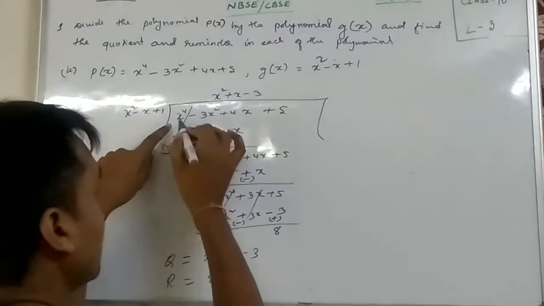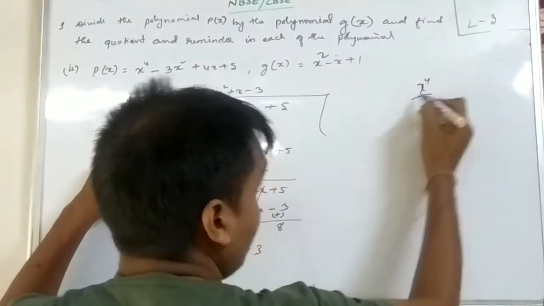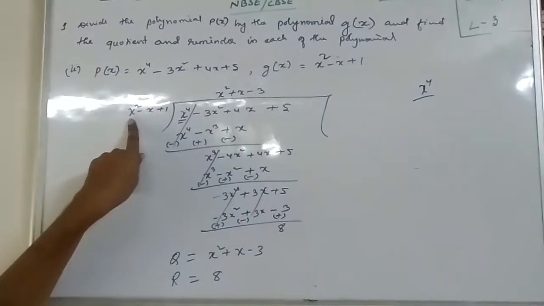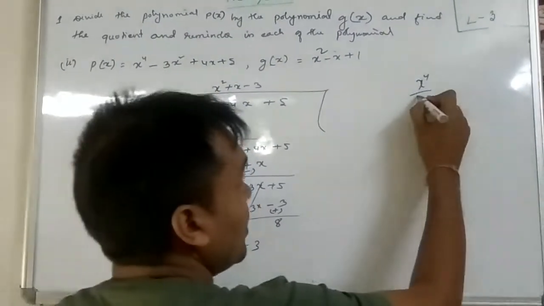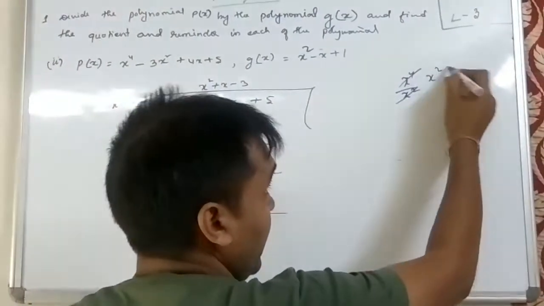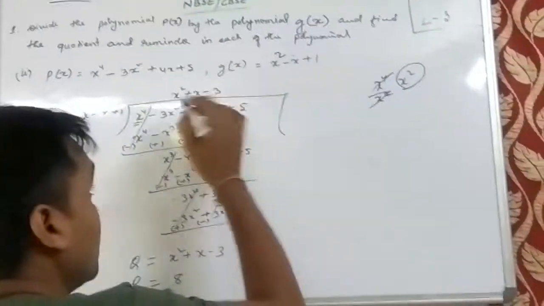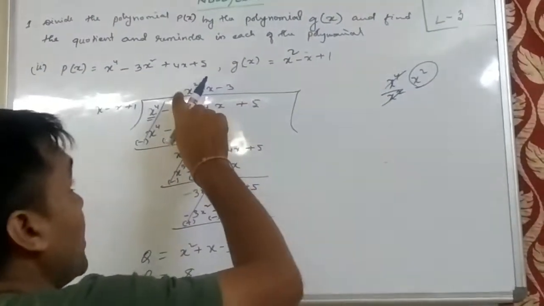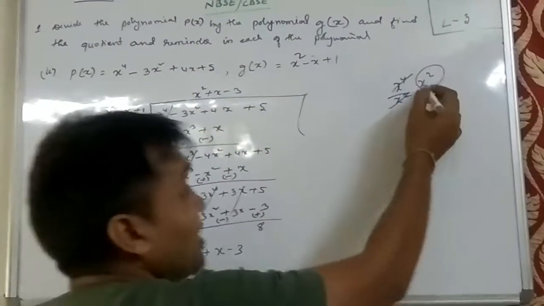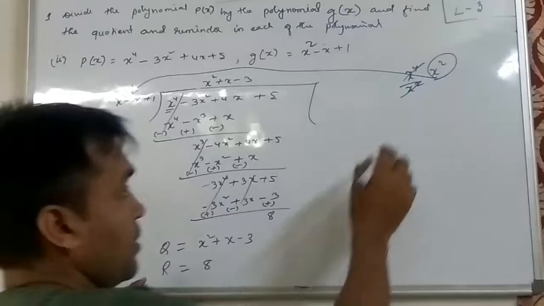Here what is the first term? It is x to the power 4. So we will divide x to the power 4. What is the first term here? It is x to the power 2. So we will divide by x to the power 2. Here power is 2, here power is 4, so it will be x to the power 2. This is our quotient. So we have written here x to the power 2. And with this x to the power 2, what we have to do? We have to multiply the divisor.